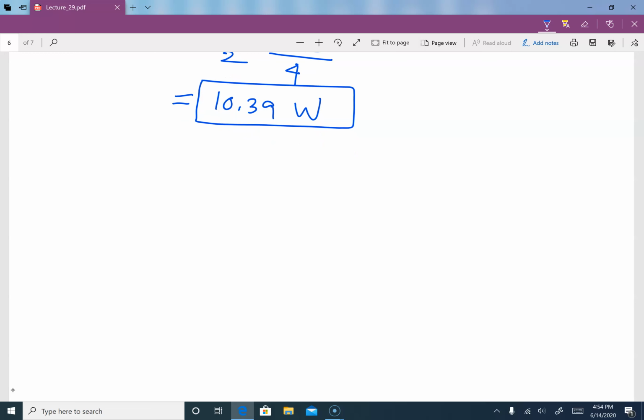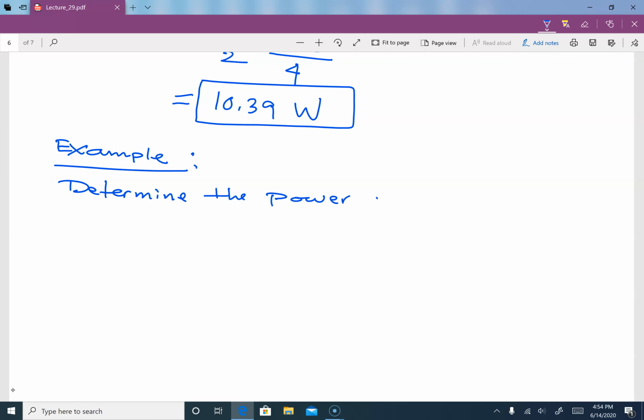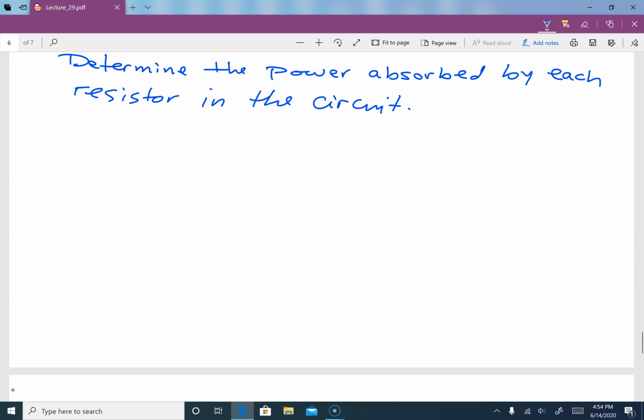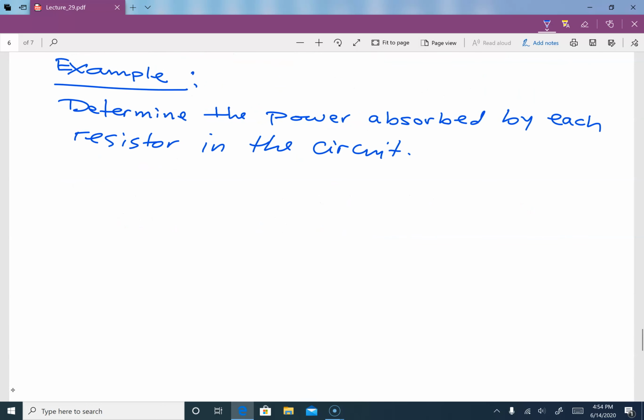We can go with another example here. Determine the power absorbed by each resistor in the circuit. And our circuit is like this.